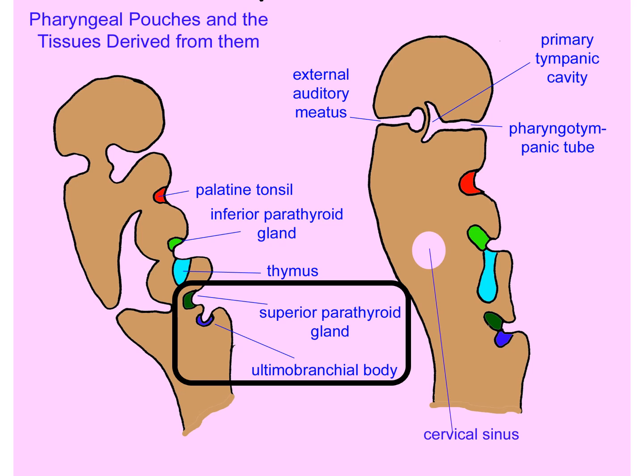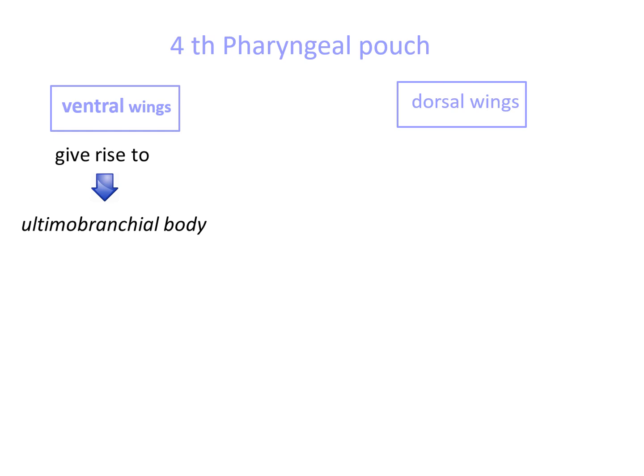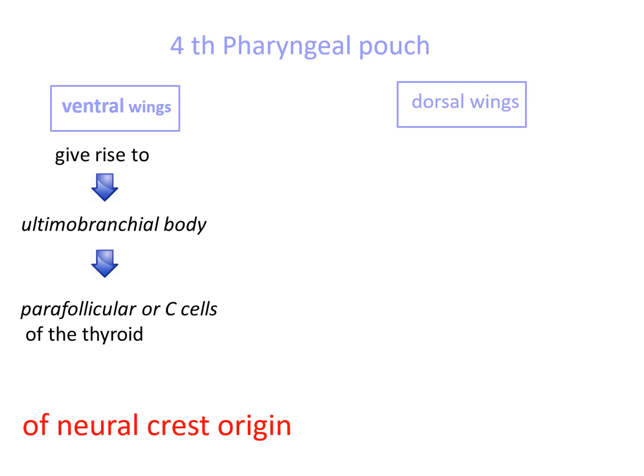The fourth pharyngeal pouch will form the superior parathyroid gland and ultimobranchial body. Let's remind ourselves with some facts about the fourth pharyngeal pouch. It has a ventral wing and a dorsal wing, just like the third. The ventral wings on both sides will give rise to the ultimobranchial body, which is going to form parafollicular cells, or the C cells of the thyroid gland.